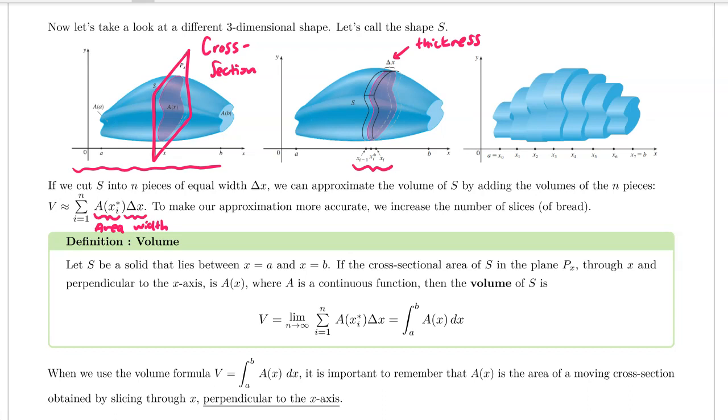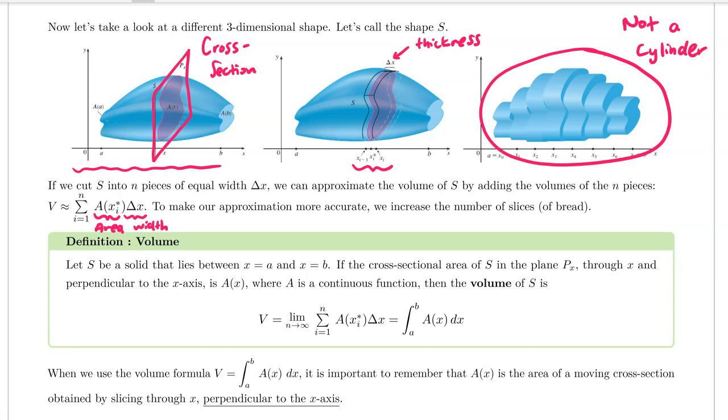When we use the volume formula V equals the definite integral from a to b of A of x dx, it is important to remember that A of x is the area of a moving cross-section obtained by slicing through x perpendicular to the x-axis. Now, this slice of bread here, it's important to recognize that this is not a cylinder. Because it's not a cylinder, that means that A of x is not constant.